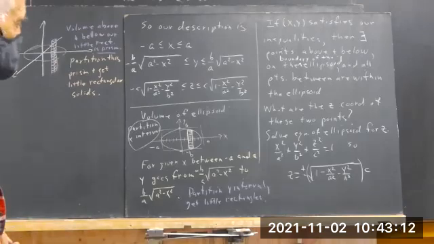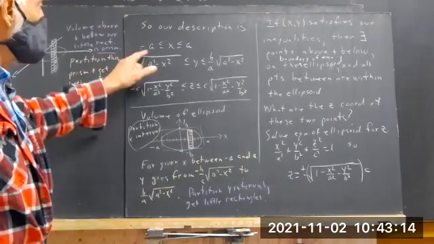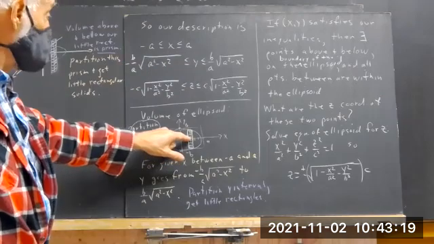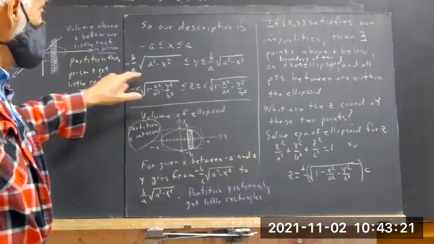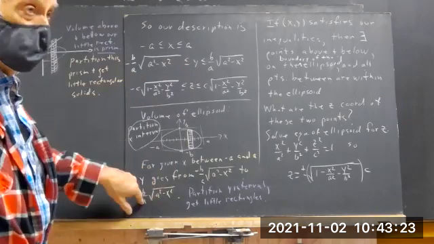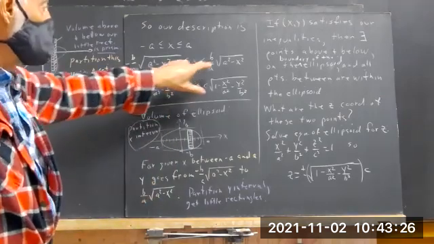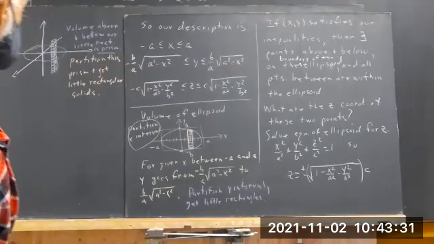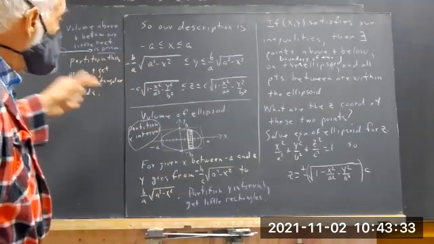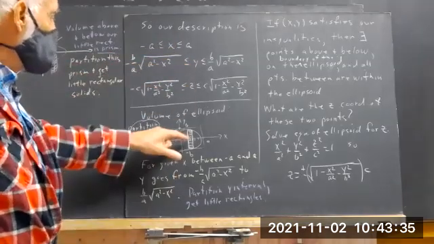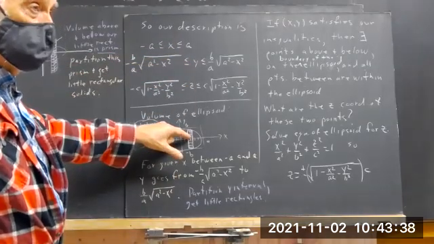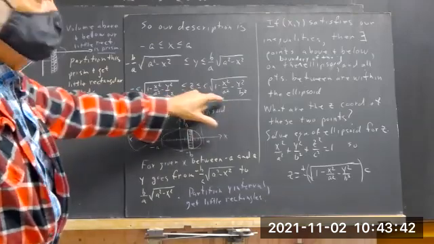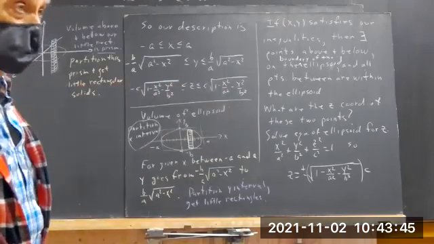So our partition for x goes from negative a to a. We're given an x value in the partition. We partition the interval. There it is. Negative b over a times the square root of a squared minus x squared, to b over a times the square root of a squared minus x squared. And then we're given x, y in one of these little rectangles. We partition this. Partition z from here to here.